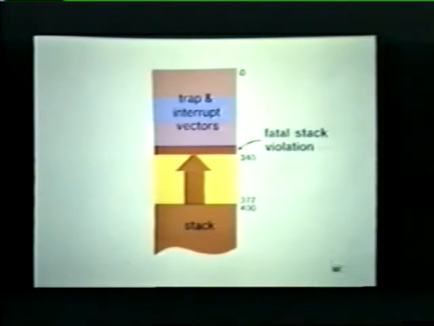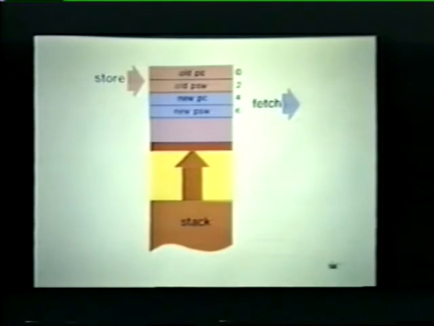If the stack advances beyond its yellow zone, it enters a red zone. When this red zone is entered, the program is notified that a fatal stack violation has occurred and the operation causing this violation is aborted. Here's an important point to remember. Whenever a red zone violation occurs, the old PC and PSW are stored in memory locations 0 and 2. A new PC and PSW are then taken from locations 4 and 6, and a hardware error trap is executed.